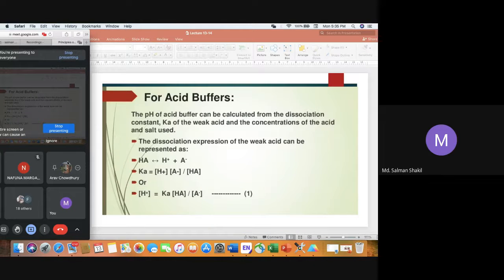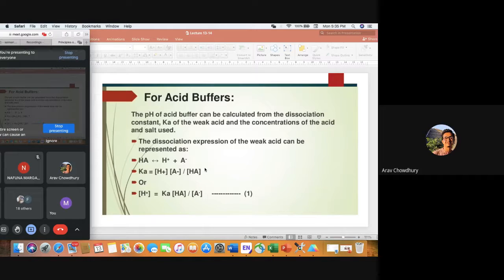Okay, so now we'll learn a special equation that is called the Henderson-Hasselbalch equation. We know that if an acid dissociates, it will produce a proton, right? And it leaves the rest of the component after dissociation of the proton, right? So what is the acid dissociation constant? It will be the concentration of the proton and the concentration of the rest of the component divided by the total acid concentration, right?